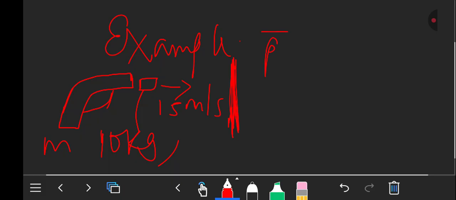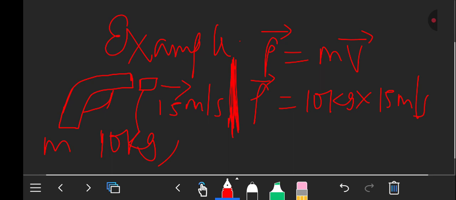You use the formula: linear momentum is equal to mass multiplied by velocity. So linear momentum is equal to the mass, 10 kg, multiplied by the velocity, which is 15 meters per second. What will be the linear momentum? We just say 10 kg multiplied by 15, that is 150 kilogram meters per second. That is how you can find the momentum.